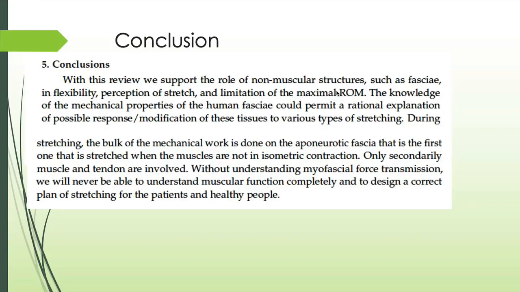So their conclusion is that they support the role of non-muscular structures such as fascia in flexibility, perception of stretch, and limitation of the maximal range of motion. The knowledge of the mechanical properties of the human fascia could permit a rational explanation of possible response modification of these tissues to various types of stretching. During stretching, the bulk of the mechanical work is done on the aponeurotic fascia. That is the first one that is stretched when the muscles are not in isometric contraction. Only secondarily, muscle and tendon are involved. Without understanding myofascial force transmission, we will never be able to understand muscular function completely and to design a correct plan of stretching for the patient and for healthy people, animals, all of the above.